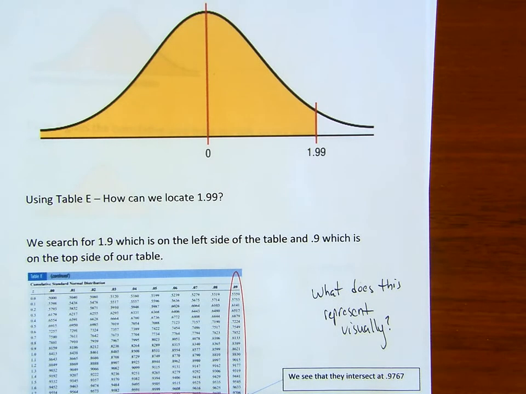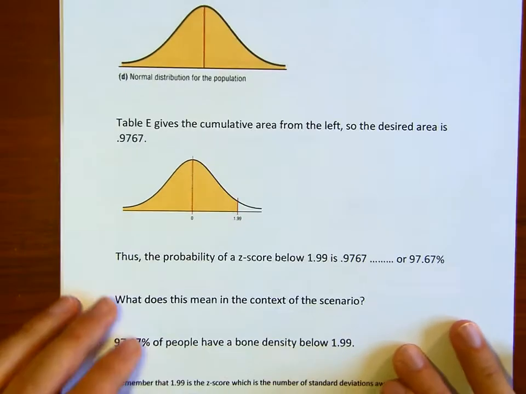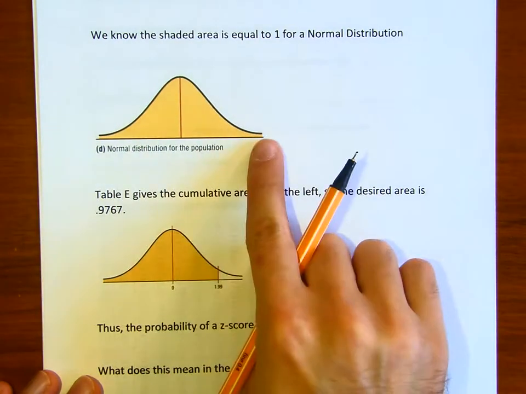Yeah, this is here. Let me just organize my notes. So here, I just kind of did everything step by step. So the whole normal distribution is 1.